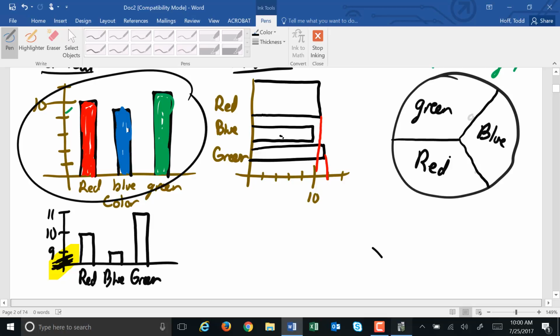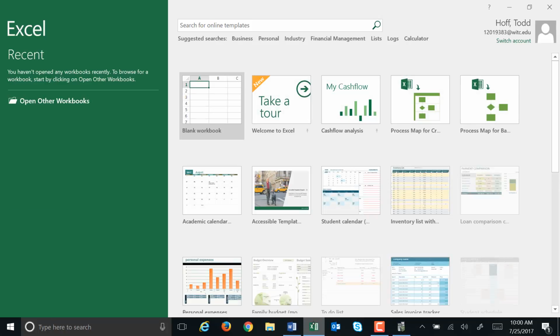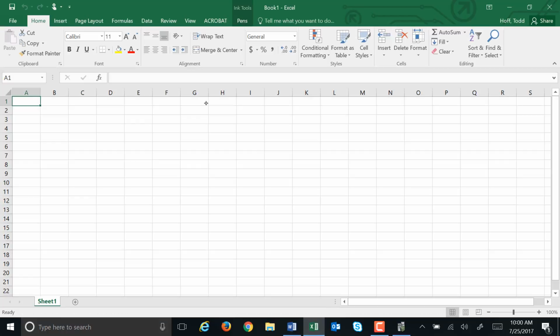Now that seems very quick and sloppy, and it kind of is. But in today's day and age, if I wanted a perfect, beautiful circle graph, there are so many computer software packages out there that will do it for me, like Microsoft Excel here.